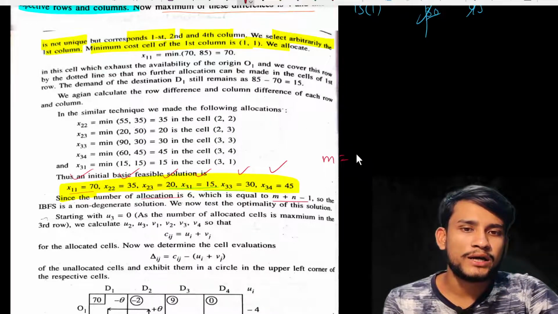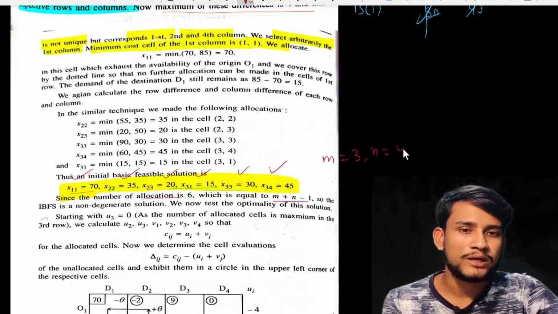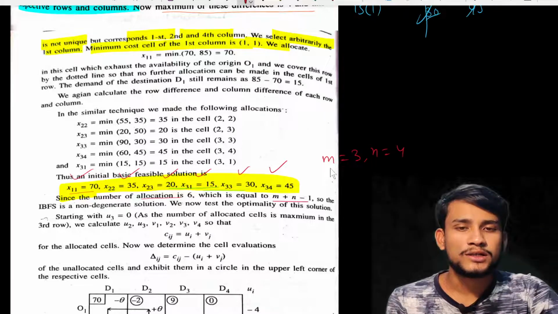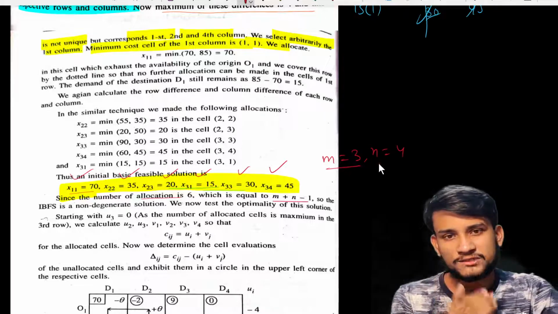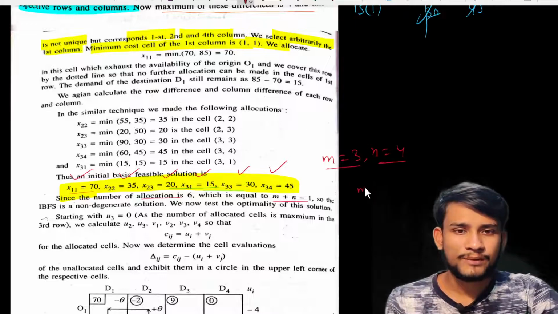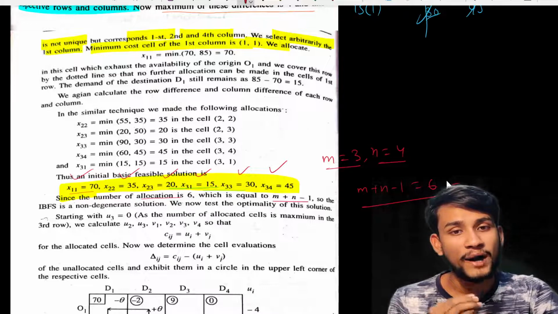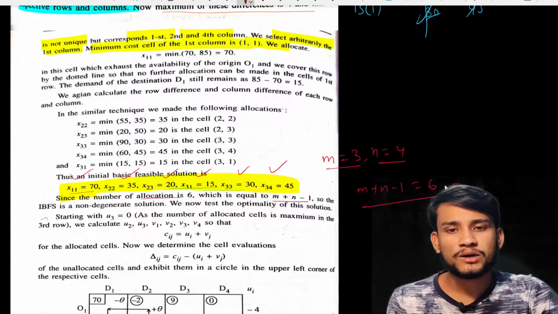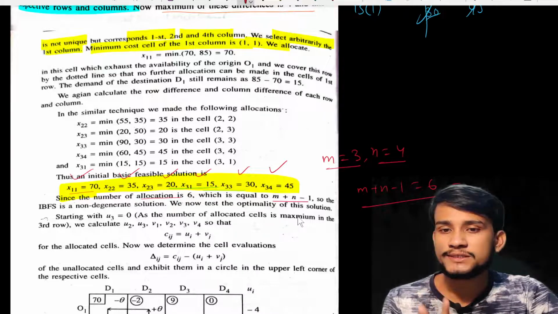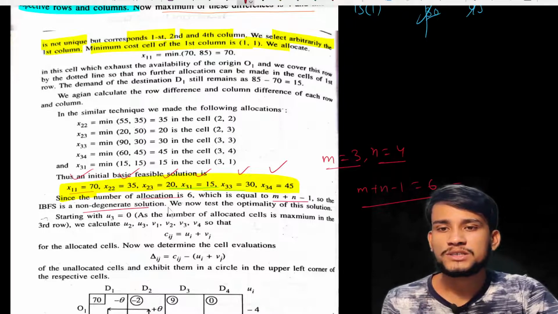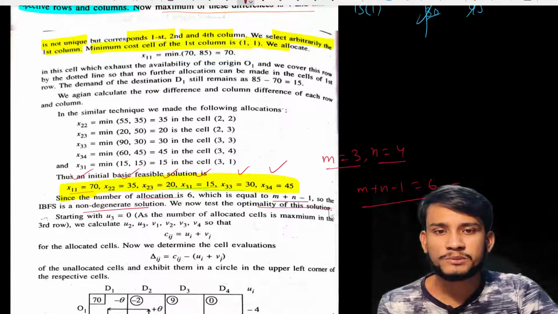What is the value of m? The value of m is 3, and the value of n is 4, the order of the matrix. So there are 3 sources and 4 destinations, so m plus n minus 1 is equal to 6, which is equal to the number of occupied cells. Okay, if this is equal, then the solution is a non-degenerate solution. Okay, so this is a non-degenerate solution. We now test the optimality of this solution.